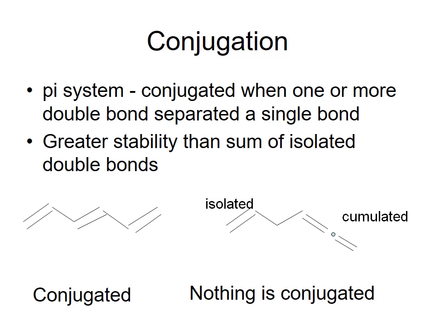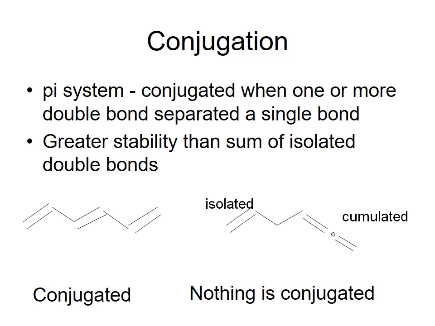A pi system is conjugated when the double bonds are all in a row with no carbons that are fully saturated between the double bonds. So on the left, you have a conjugated pi system, and on the right, you can see the left and the right double bonds have a methylene group between, and so they're isolated. And the two that are end to end, those are called cumulated, and those are not conjugated either because the pi systems are at 90-degree angles of each other.